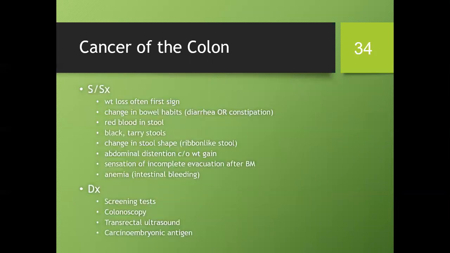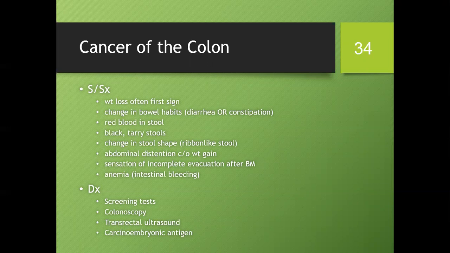Signs and symptoms. Well, usually they lose weight. That's the first sign that we see, is weight loss. Then they may change their bowel habits. They'll have diarrhea or constipation. There'll be red blood in their stool, or maybe potentially black tarry stool. Sometimes their stool will change. It'll turn ribbon-like. Why? Because they have obstruction, like a tumor in the colon. It's causing it to squeeze out in a smaller shape.